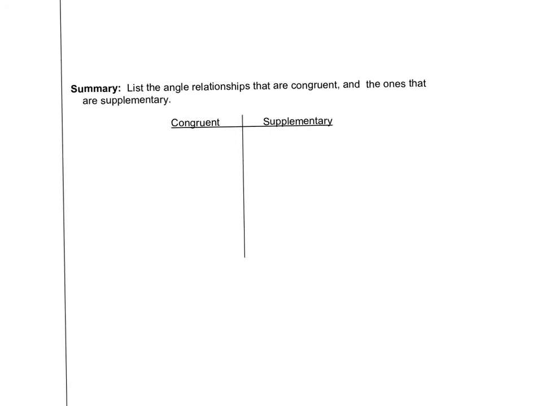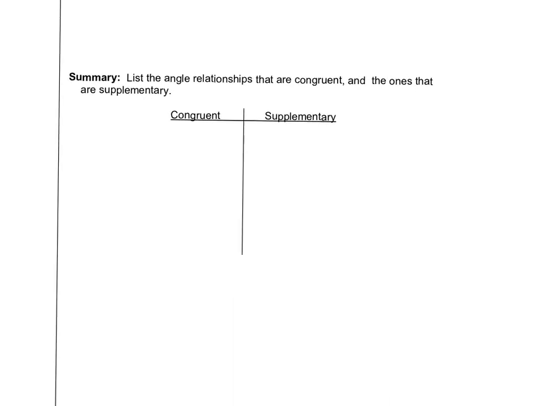All right, lastly, what I want you guys to do is list all the angle relationships that you learned and put them in a list here. If they're congruent, I want you to put them on the congruent side. If they're supplementary, put them on the supplementary side. You've got a list on the first page of notes that you could just look at and put all the ones that are congruent here and all the ones that are supplementary here. That's all there is to it.